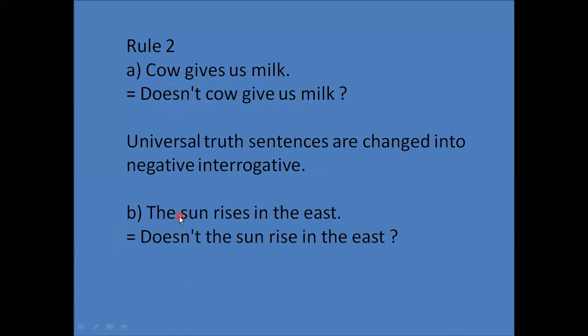Like this, the sun rises in the east. Same way, the sun. Of course, this is singular. There is rises. As there is rises, we make it does. Negative is there, so we add here not. Doesn't the sun rise? Now we don't write rises. Doesn't the sun rise in the east? So this is the second rule. Again, I'm repeating: universal truth sentences are changed into negative by making them negative interrogative.